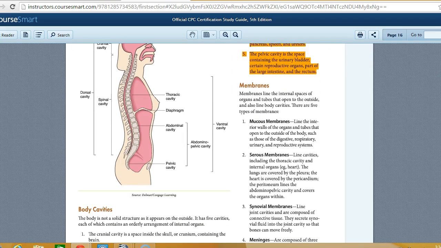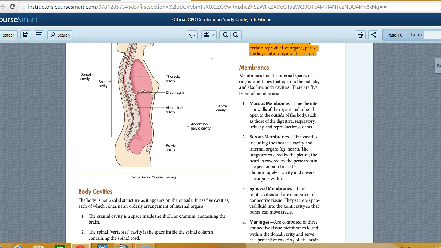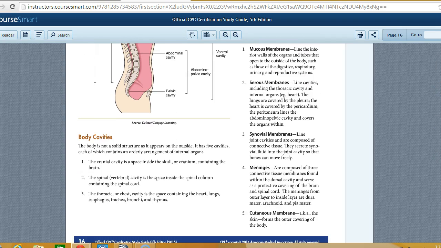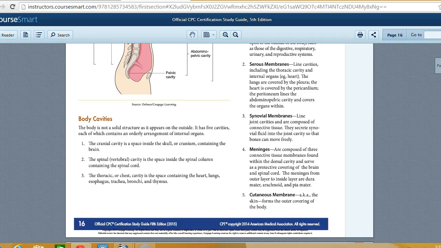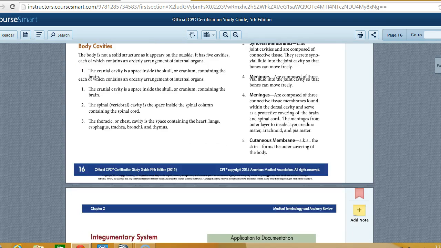The membranes of the body, the internal spaces of the organs and the tubes and the openings to the inside and outside are also lined body cavities, and there are 5 types of membranes that you need to be familiar with as well. You have the mucous membrane, the serous membranes, the synovial membranes, the meninges, and the subcutaneous membranes. These are the 5 membranes that you need to be familiar with.